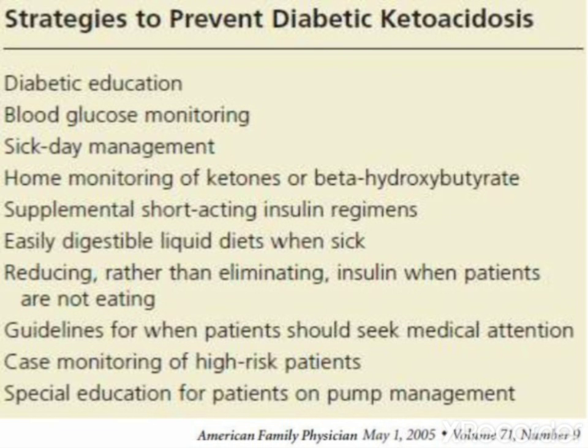So these are the strategies for preventing diabetic ketoacidosis as per American Family Physician, volume 71. The patient should be educated, blood glucose monitoring should be done, sick day management, home monitoring of ketones or beta hydroxybutyrate, supplemental short-acting insulin regimens should be followed, easily digestible liquid diets when the patient is sick, reducing rather than eliminating insulin when the patients are not eating, guidelines for when patients should seek medical attention, close monitoring of high-risk patients, and special education for patients on pump management.